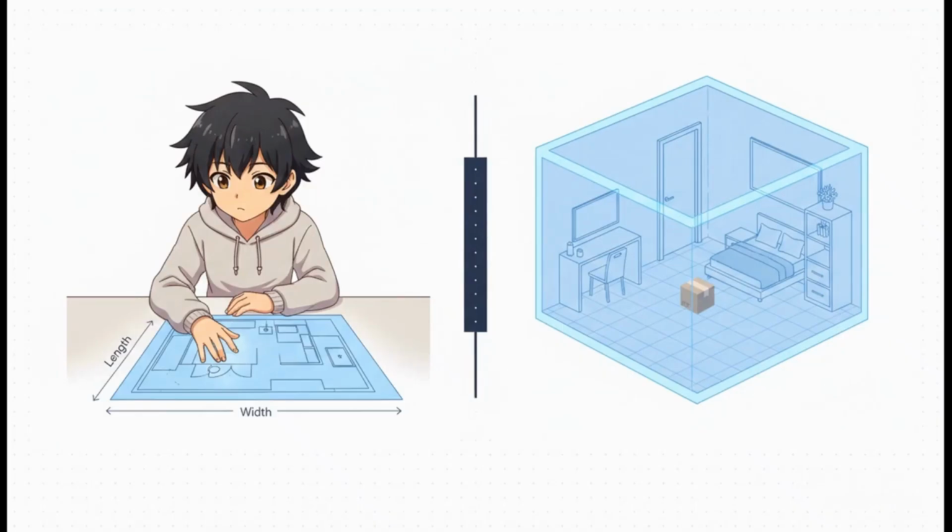This is where people sometimes get tripped up, the difference between area and volume. Just remember, area is flat, kind of like a poster on your wall. It just has length and width. But volume is the entire room. It has length, width, and height. That's exactly why we measure area in square units, but volume in cubic units.